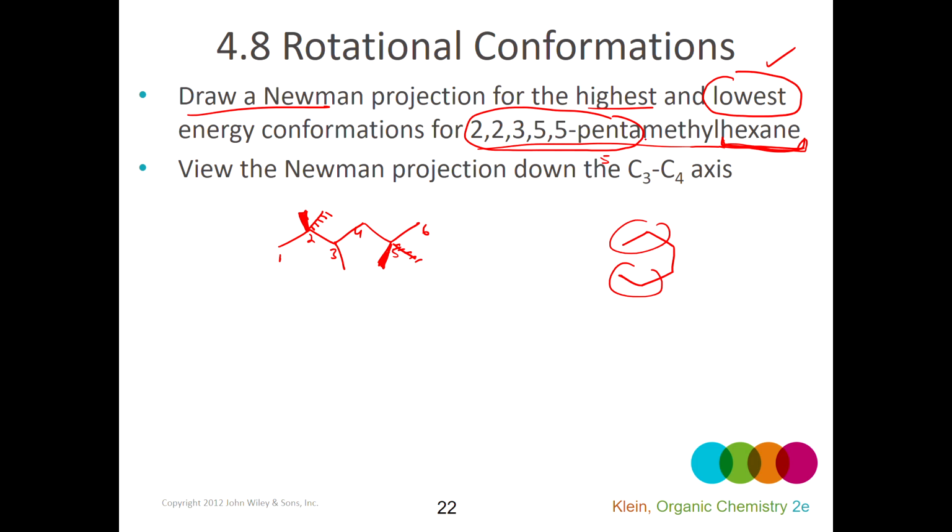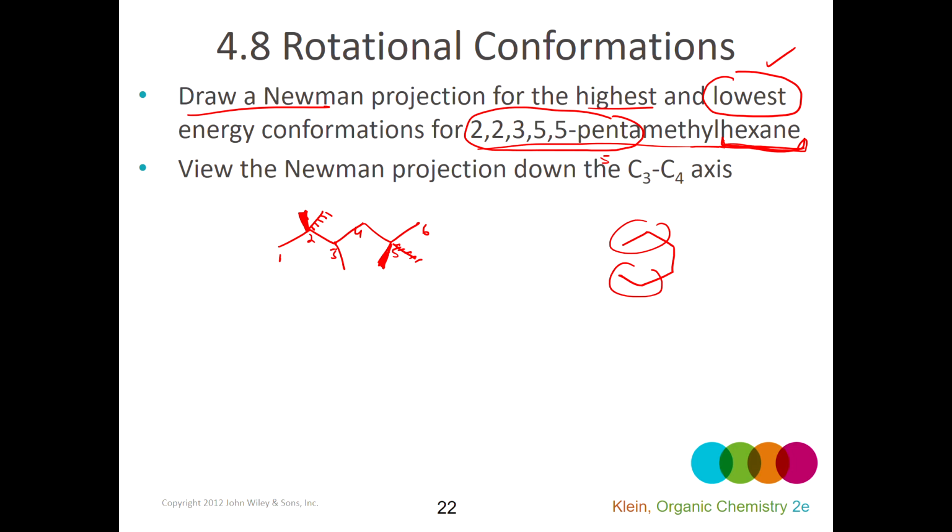The name does not clarify whether the methyl group on carbon 3 is sticking out at me or whether it's pointing away, and it actually does make a difference. So this is a topic that we're going to get into in chapter 5, and that has to do with the spatial positioning of groups on a carbon chain. Sometimes it makes a difference, sometimes it doesn't.